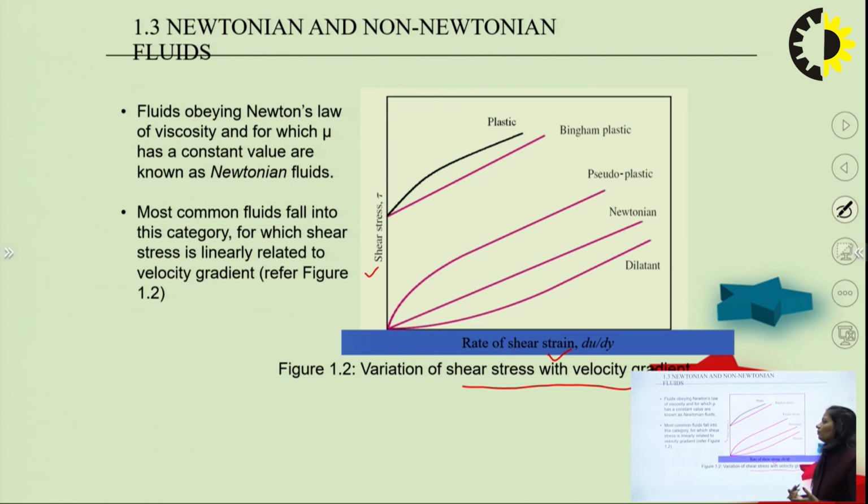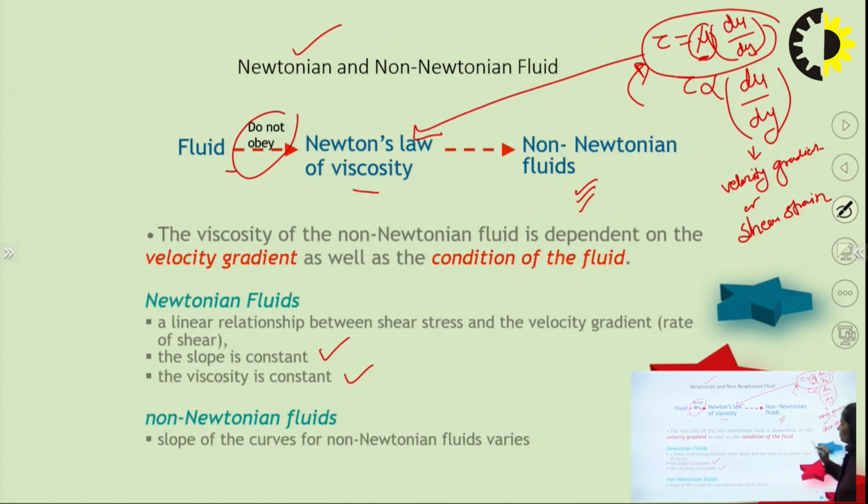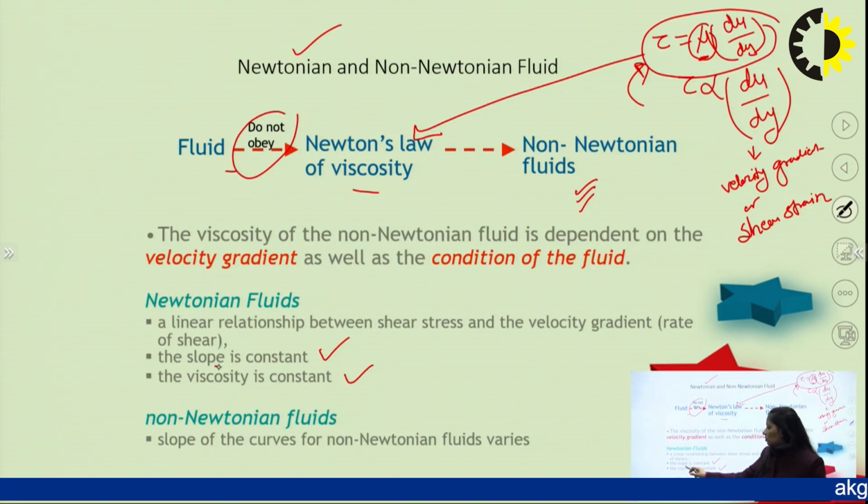do not follow. So here we are going to discuss these kinds of fluids and how the curves or shapes of the particular fluids are different. So fluids obeying Newton's law of viscosity, for which mu has a constant value, are known as Newtonian fluids. In the previous slide, what we were talking about, the slope is constant.